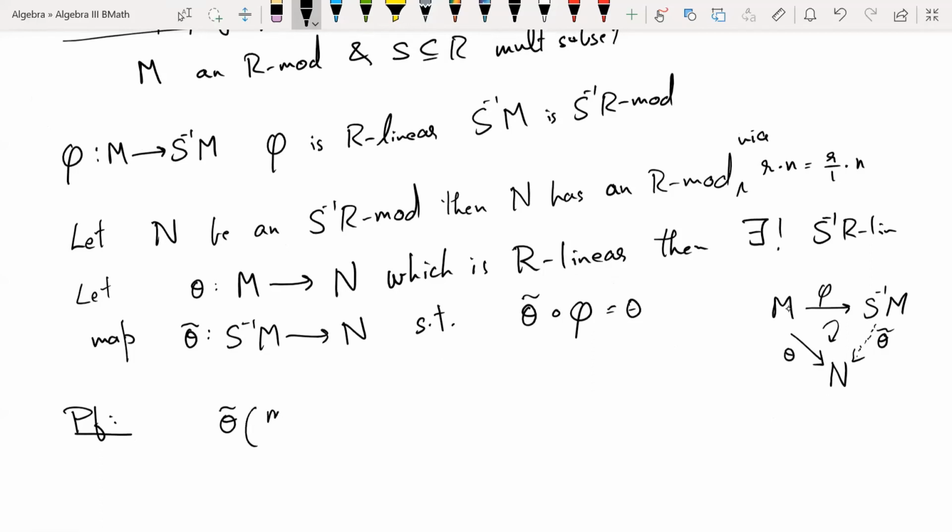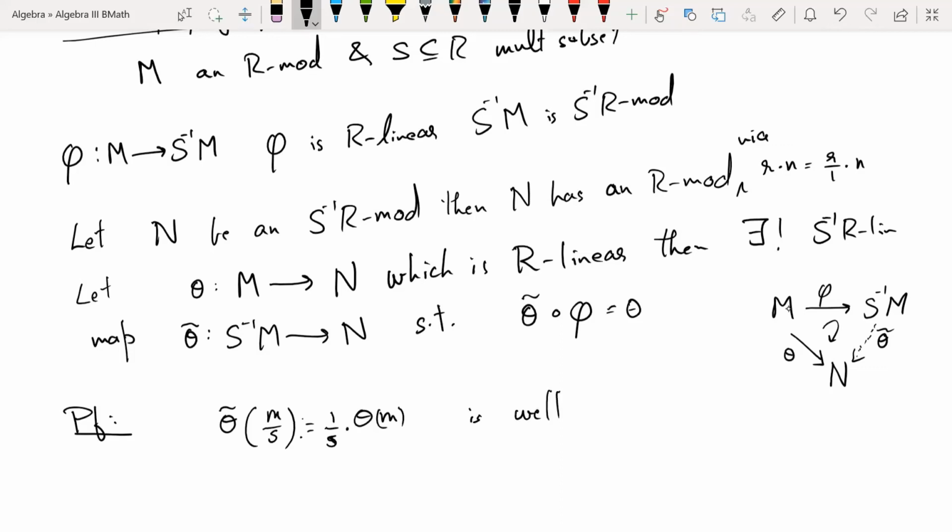So theta tilde of M over S, what do we define? Of course we know what theta of M is, some element of N, and then what can we do with S? Remember N is an S inverse R module, so 1 over S times theta of M makes sense. So define it this way, and this is well defined.